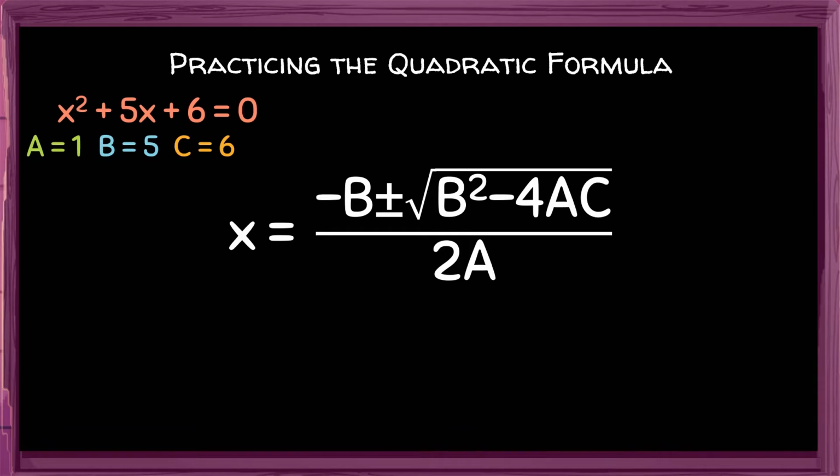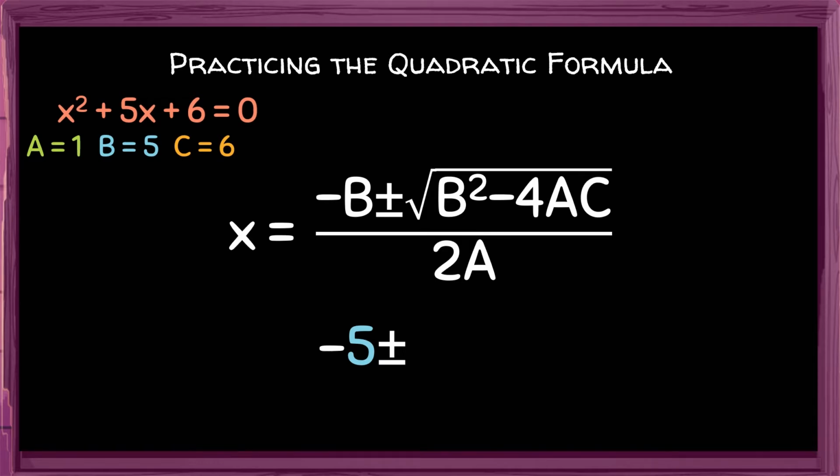Who can help me put our a, b, and c values into the quadratic formula? The formula starts with negative b. For this equation, that means negative 5. But then the formula has a plus or minus symbol. I am not sure what to do with that, teacher. For right now, Wendigo, let's just write down the plus or minus symbol and come back to it. We'll deal with it at the end.